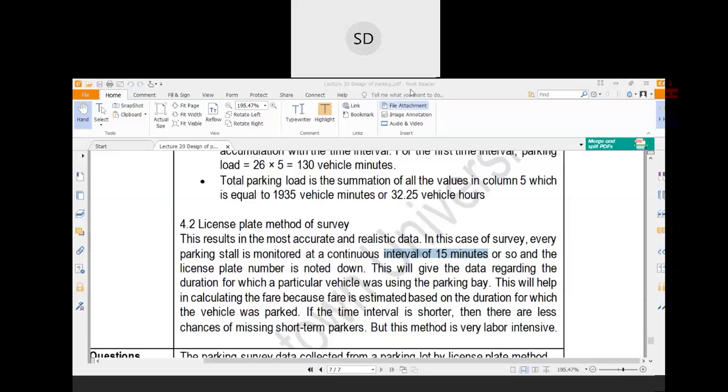So this is all about the parking studies. I think it is clear to you.